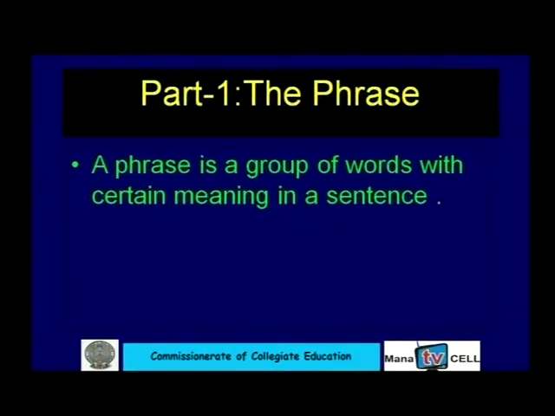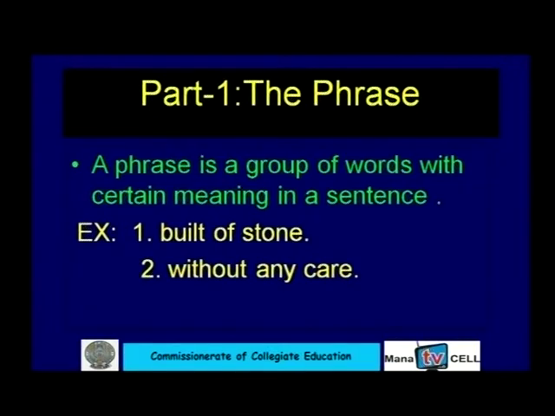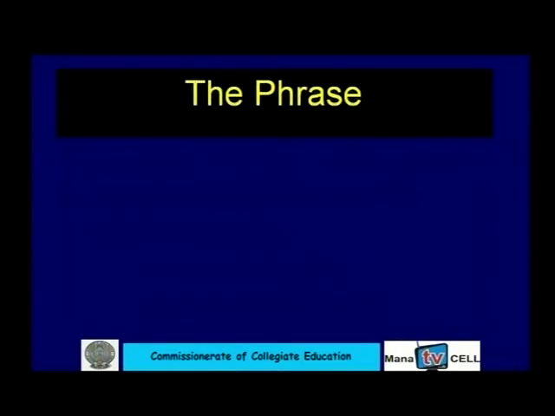What is a phrase? A phrase is a group of words with a certain meaning in a sentence. That is, a phrase is a part of a sentence and it has certain meaning. For example, built of stone is a phrase with 3 words and it has certainly a meaning. And the second example, without any care, is also a phrase with 3 words. To get the first rank is another phrase with 5 words, and these 3 groups of words are called phrases.